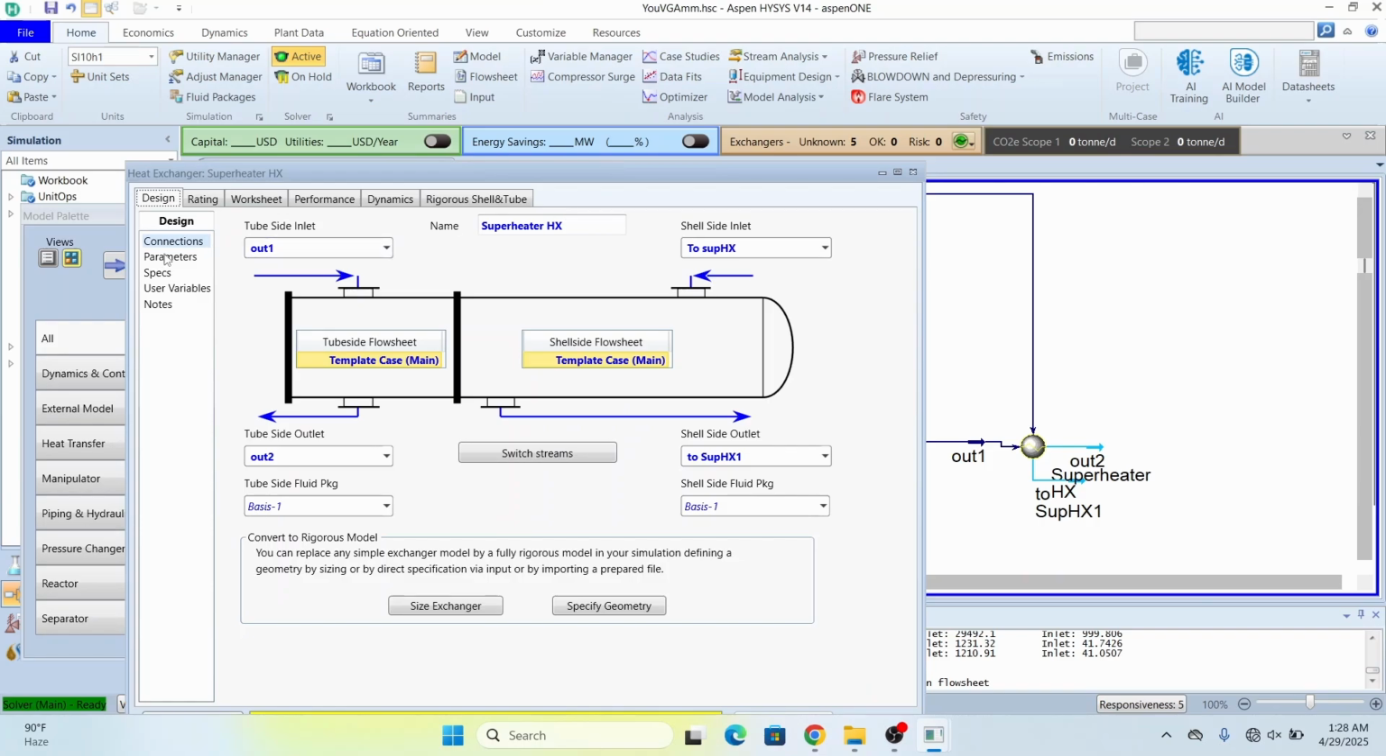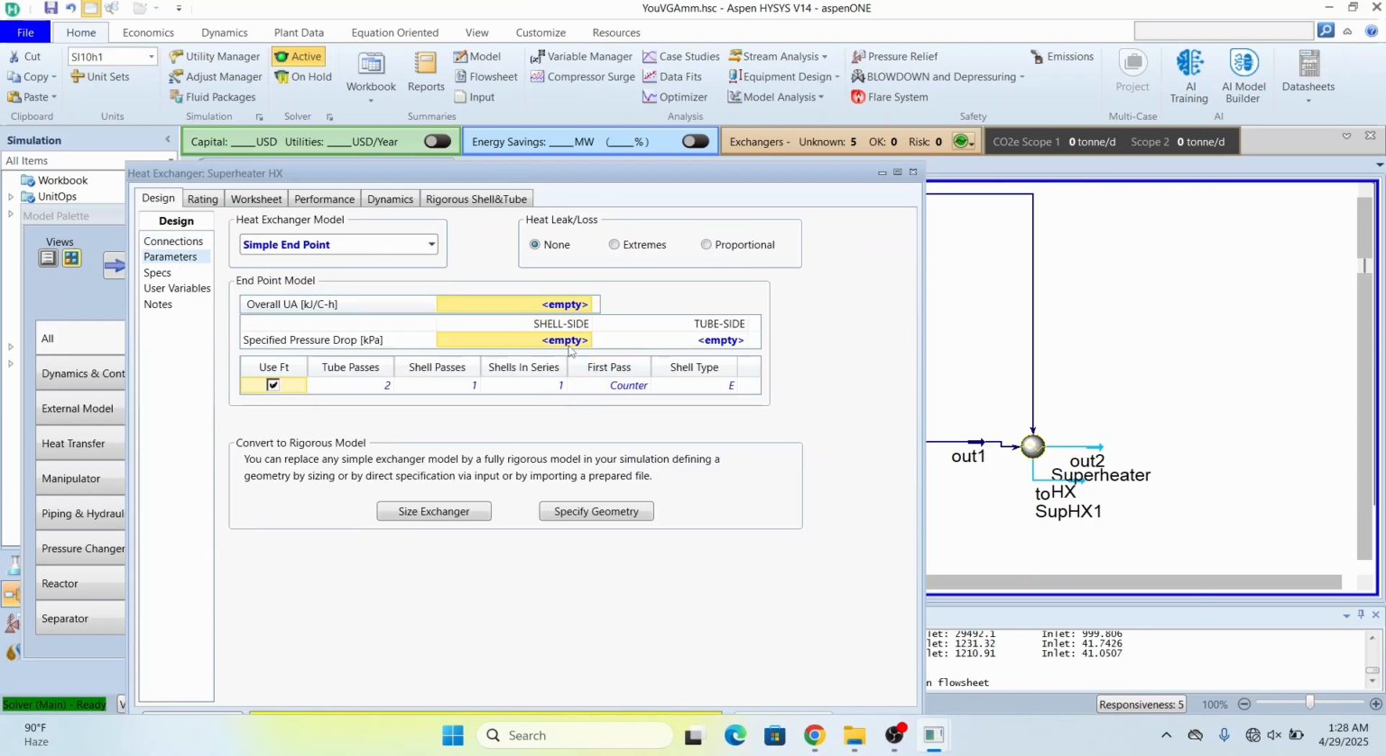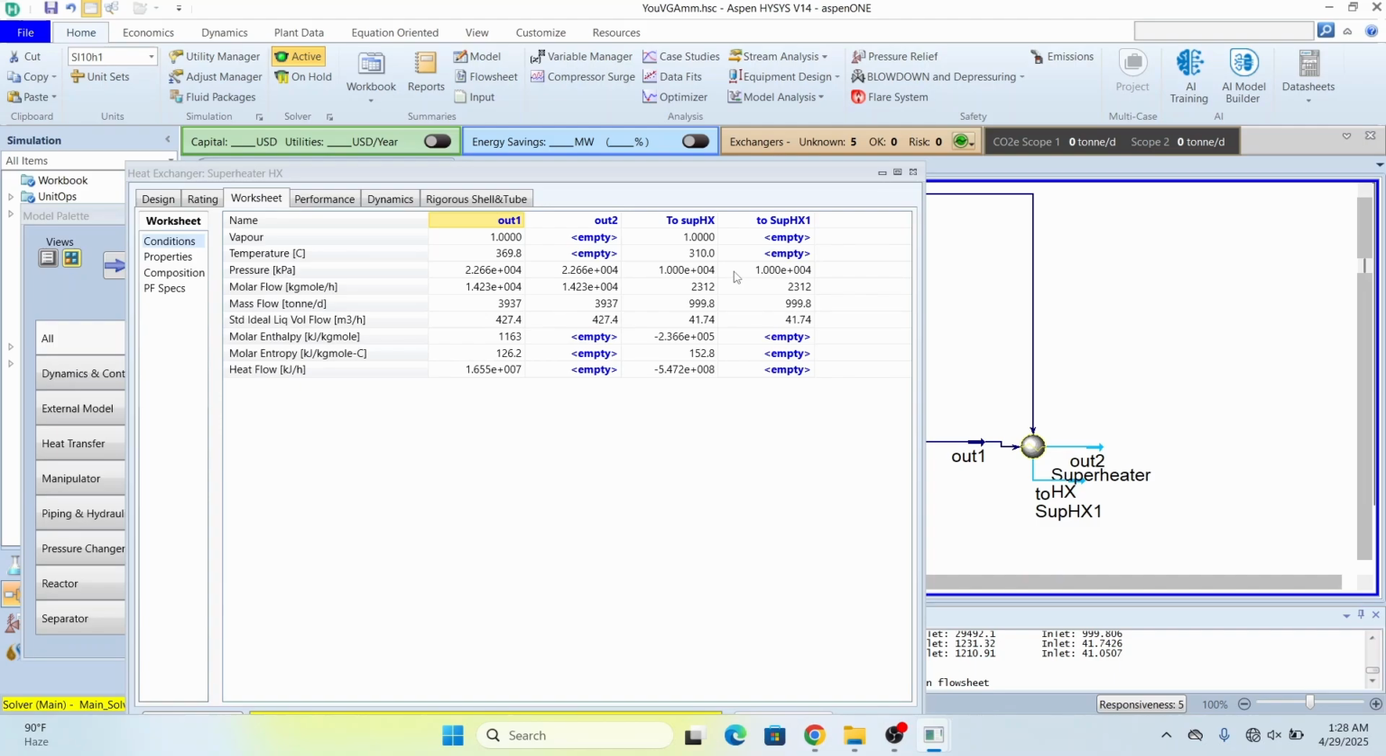Again, I will go to my parameters. I will give my shell and tube pressure drop as 0. Then I will go to the worksheet, and here I have to specify one of the temperatures. The temperature I will specify after this is 310 degrees at 100 kg/s. This is the last point, after which the steam is being converted into superheated steam. If I give 320 degrees, that was my initial guess, I can increase this temperature to 350 degrees.